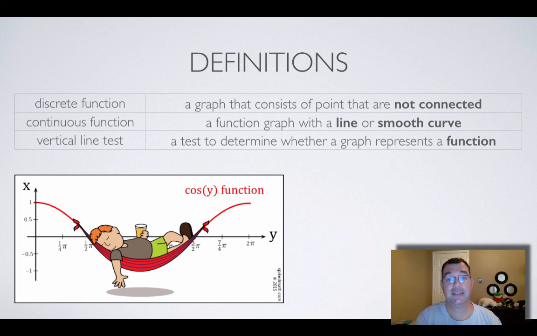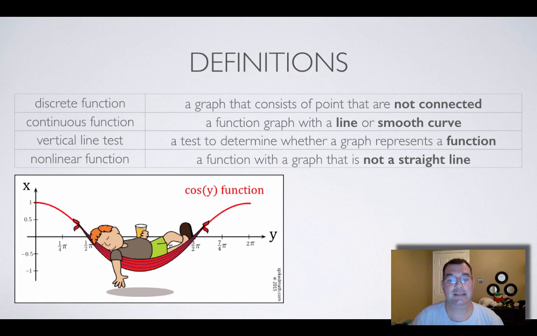If it passes through exactly once, no matter where I put it, then it is a function, but if it ever passes through the graph more than once, it is not a function. Okay, nonlinear just means it's a function, but it's not a line. So it's a curve or something like that, but it's just not a straight line.